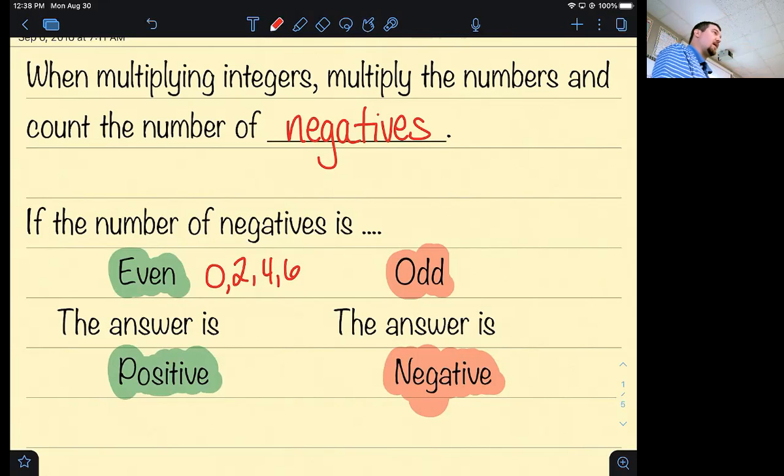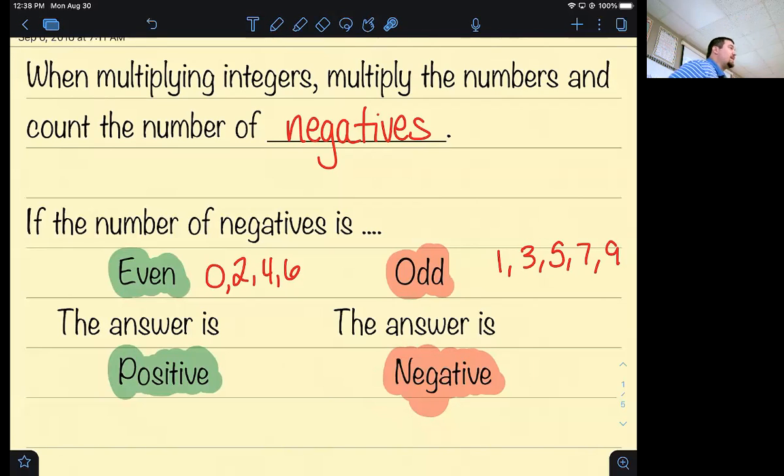If they cannot pair up because there's an odd number of them, like 1, 3, 5, 7, 9, those are all odd numbers. Of course, there's more after that. I hope that I never am doing a multiplication problem with 9 negative numbers. But if I was, before I even do the math, I know that my answer would be negative. Because they wouldn't be able to pair up.